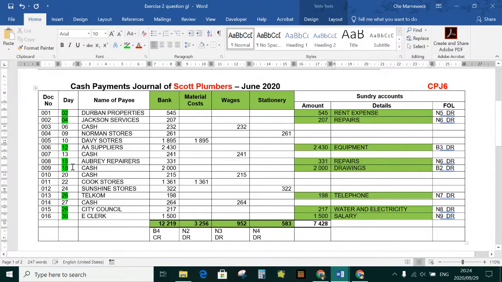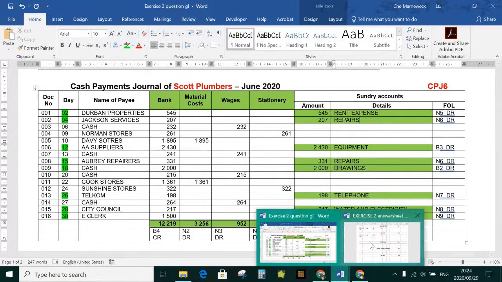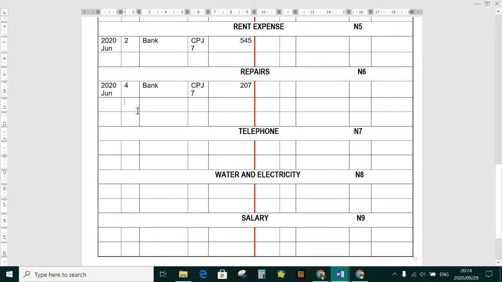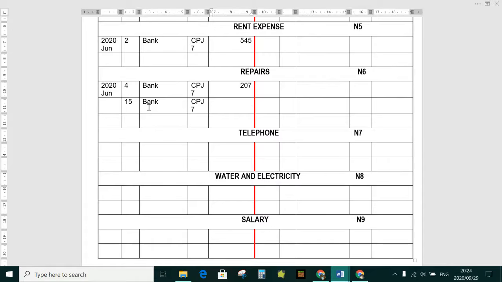This is happening on day 15. 331 Rand on the debit side. So day 15. You can repeat 2020 June again if you want, but you don't have to. Where did the money come from to pay for repairs? What is the partner account? Bank. What is the journal code? CPJ7. How much money did we spend on repairs? 331 Rand.